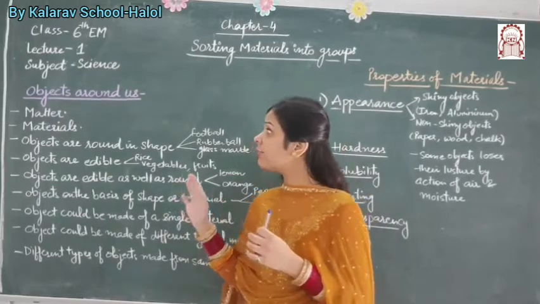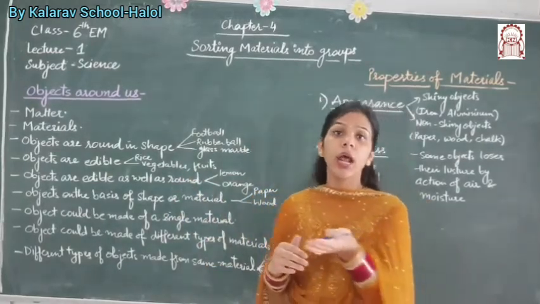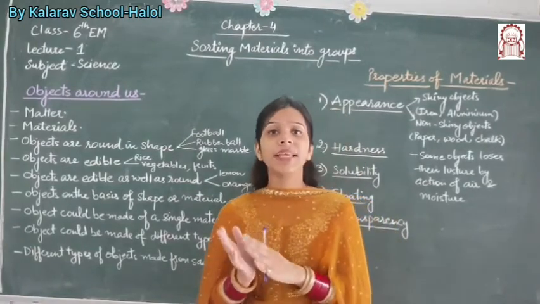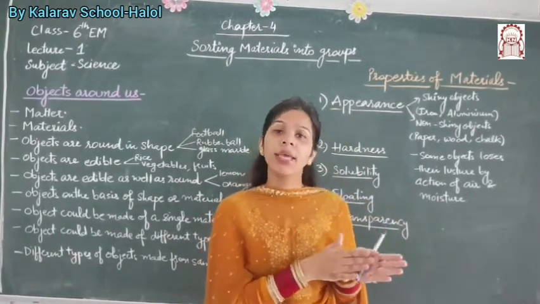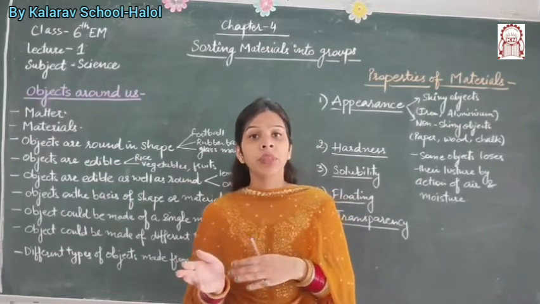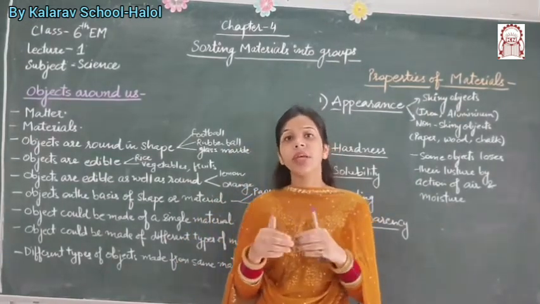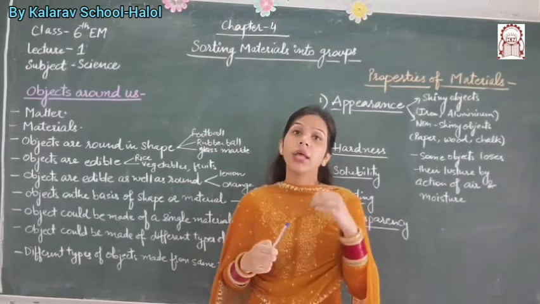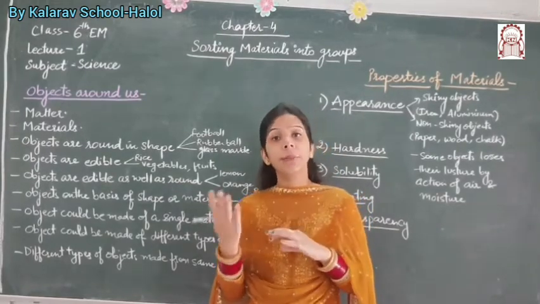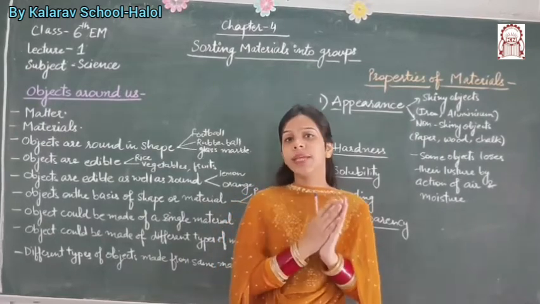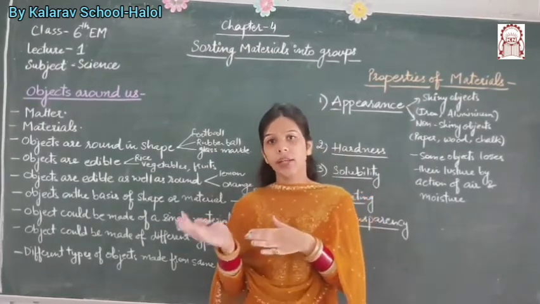So these are the different types of objects that are around us, and these objects are categorized on the basis of their different properties as well as their uses. So the objects can be classified on the basis of their appearance, their hardness, their solubility, their transparency. So here the objects are categorized into different categories.